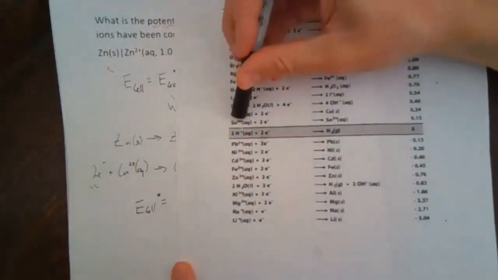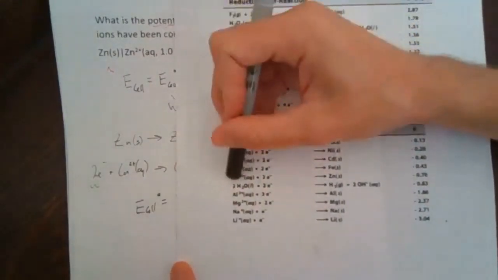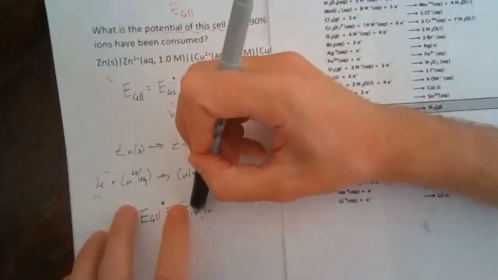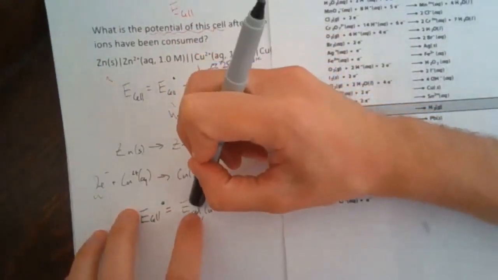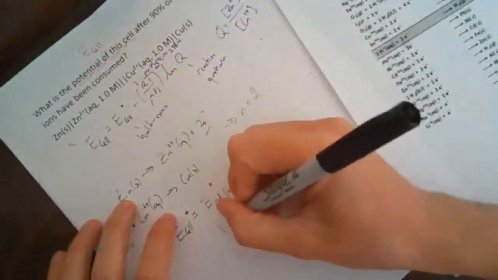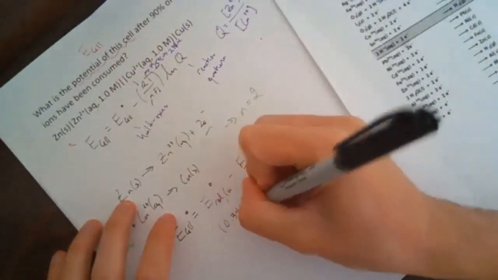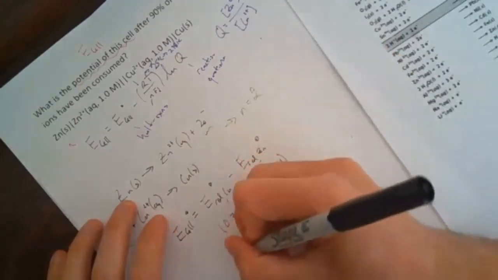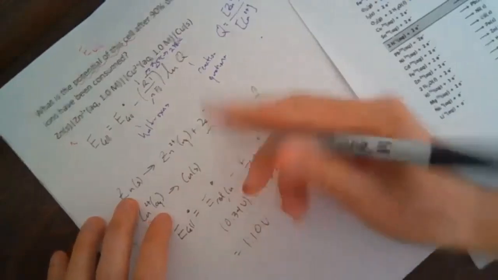When we look up their values, it's consistent: the copper line is above the zinc. That's why the copper stays reduction, because its potential is more positive than the zinc. We plug those in: 0.34 volts for the copper, minus negative 0.76 volts for the zinc. We get 1.10 volts.